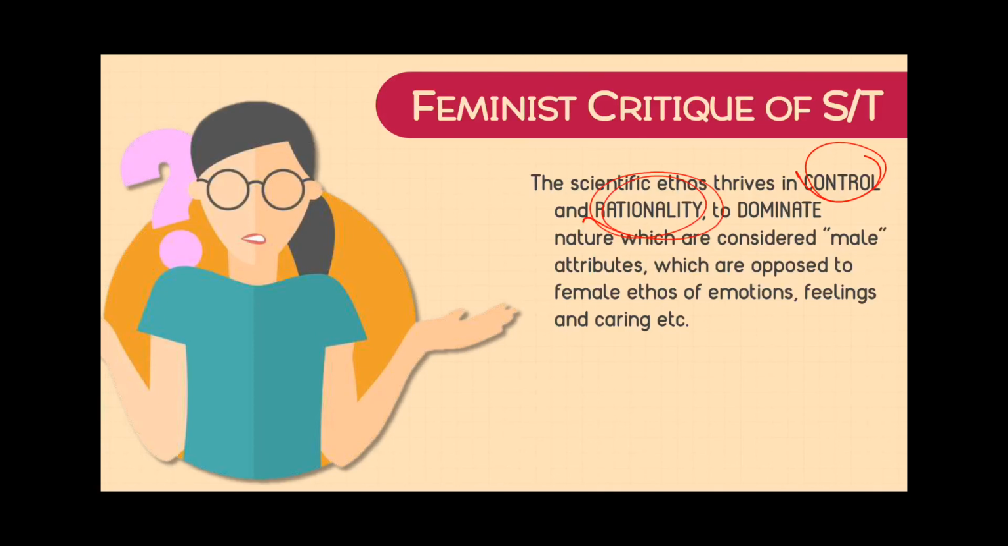Rationality instead of emotionality is a masculine trait. Dominance over resources when we do science is a very masculine trait. So females have to give up some of their femininity in order to get into science, if they do get into science at all. And these things are opposed to the female ethos of emotions, feeling, expressiveness, and caring.